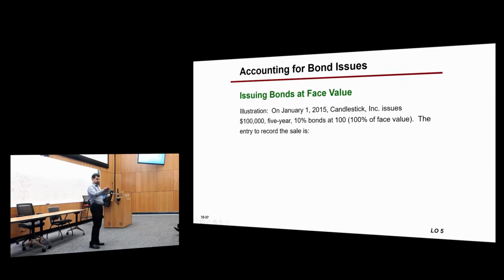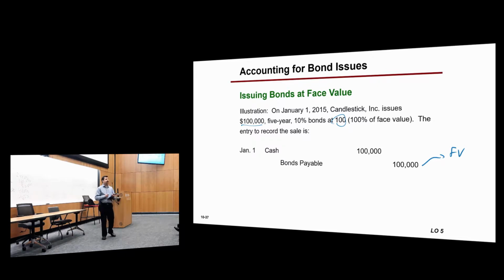Cash. They get cash. How much? 100,000. Cash will always be the amount that the company will be selling them at. The company is selling them at 100. So cash is 100% multiplied by face value. In this case, they issued $100,000, so cash will be $100,000. Bonds payable will be credited $100,000. Bonds payable will always be at face value, or par value. So the company will always record bonds payable at face value.